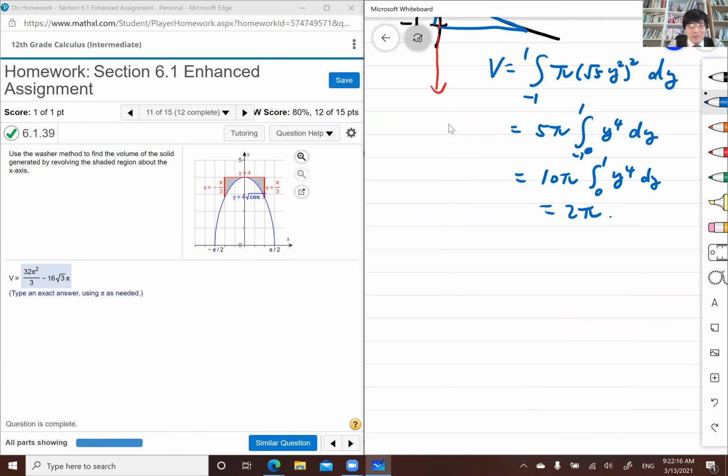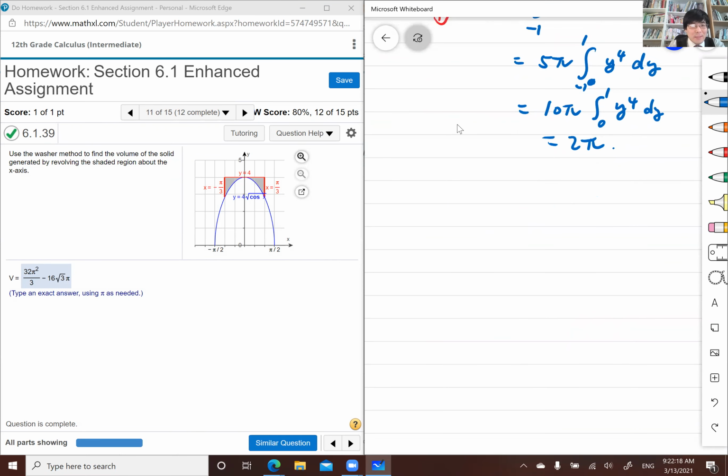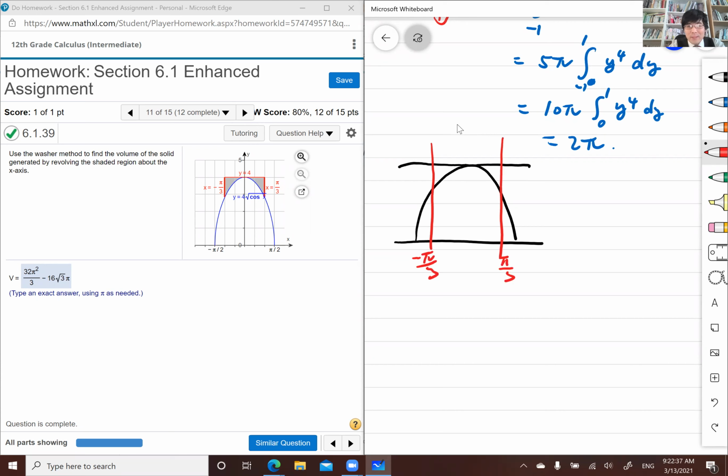Okay, next one, now you have to use the washer method. So the graph is given like this, and you have another graph like this. We are interested in the region of -pi/3 through pi/3 in the x direction. And this is y equals 4.